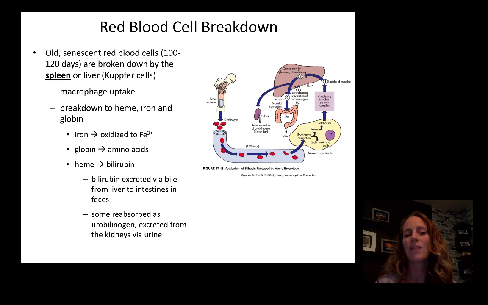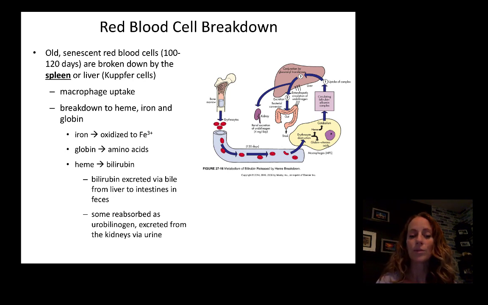Red blood cells live about 100 to 120 days, which means there needs to be a quite active process for red blood cell breakdown. So red blood cells are broken down by the spleen or the Kupffer cells in the liver. They're taken up by macrophages, and they're broken down to heme, iron, and globin. The iron will be oxidized, the globin will be broken down into amino acids, and the heme will be broken down into bilirubin. If you go back and review our digestive lecture, you'll see that we also describe bilirubin excretion in the digestive lecture. Bilirubin is ultimately excreted through bile from the liver to the intestines into the feces.